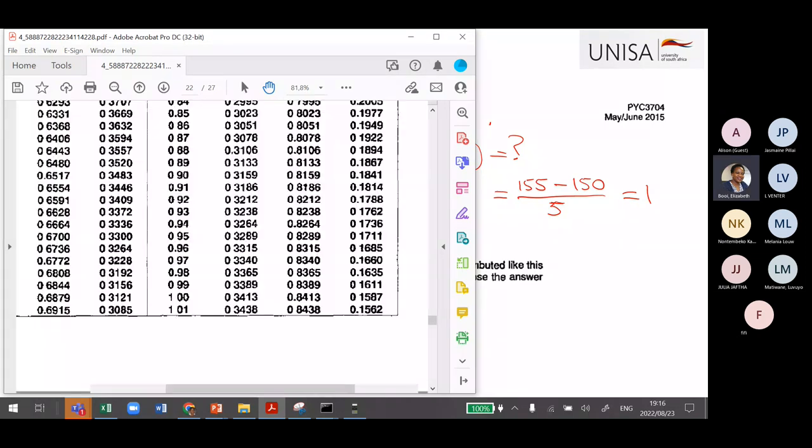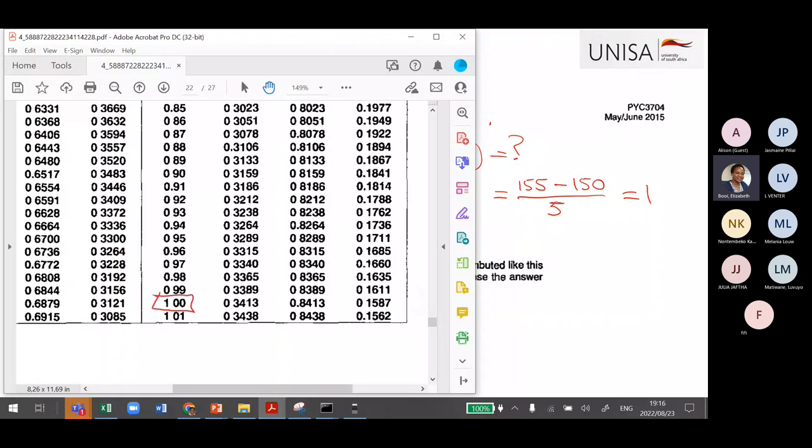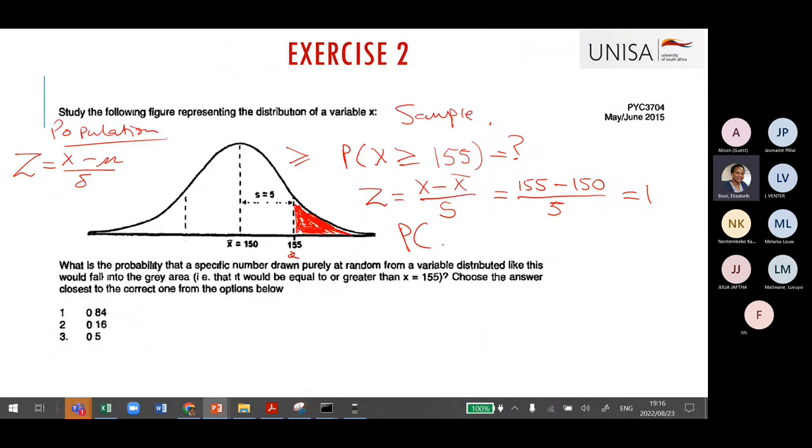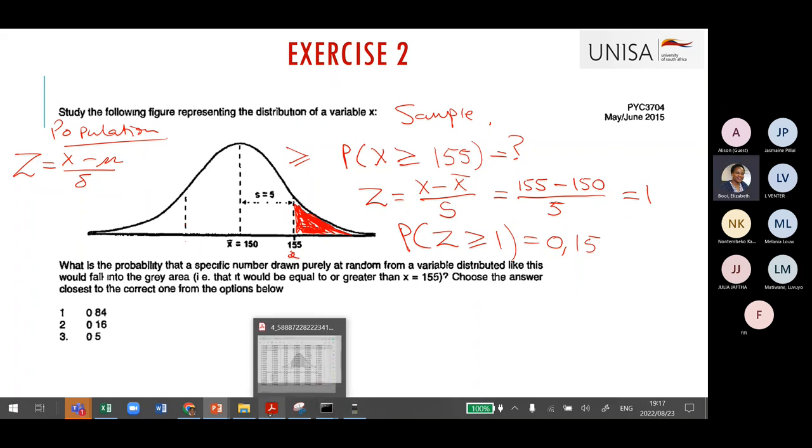I hope you are able to see because I made the table smaller. You go to 1 and you go to the smallest area. So the answer is 0.15. So the probability that Z is greater than or equal to 1 is 0.15.